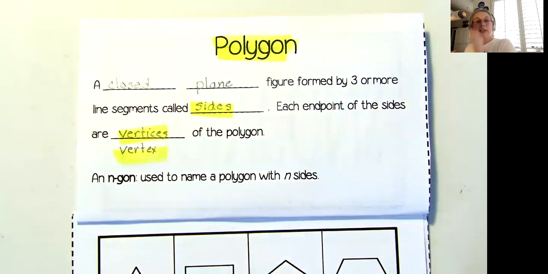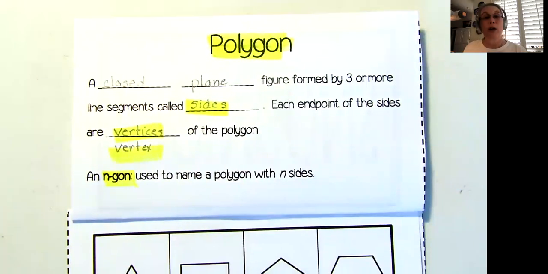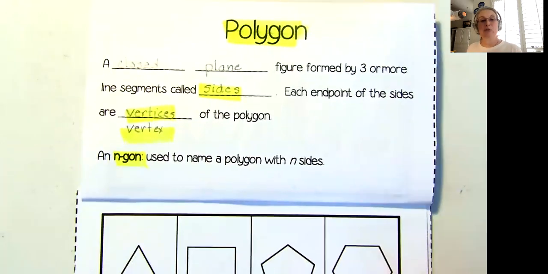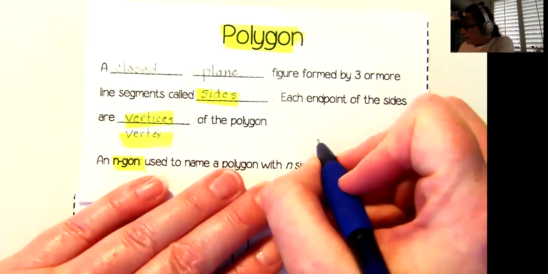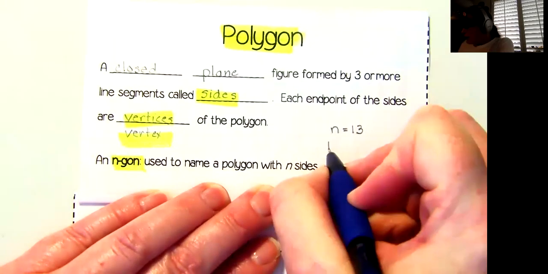Then we have what's called an n-gon. An n-gon is used to name a polygon with n sides. So we have some common names for certain sided figures. If we had an 11-sided polygon, we call that an 11-gon. A 13-gon, a 100-sided polygon, a 100-gon. For example, if n equals 13, we would call that a 13-gon.